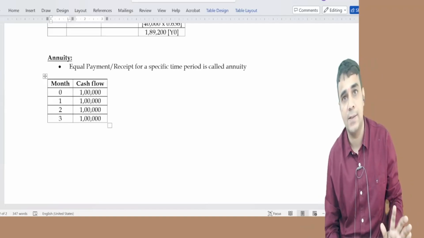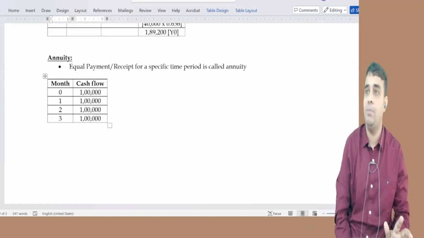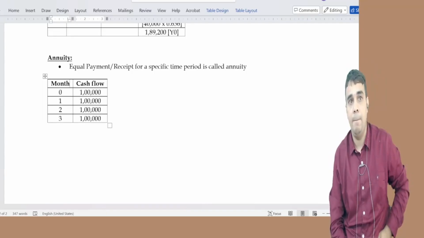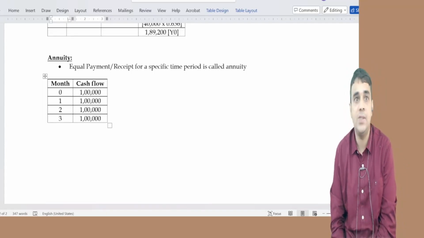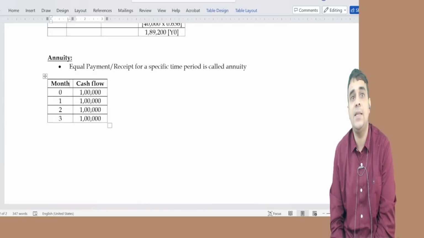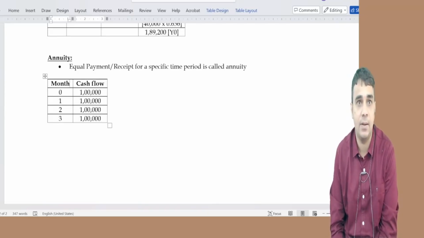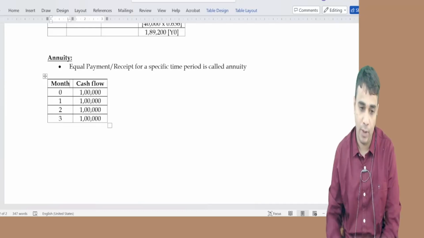Rent is a classic example of an annuity, which is paid every month and is an equal amount unless the rent is changed. Unless the rent is changed, the classic example of an annuity is rent. Okay.